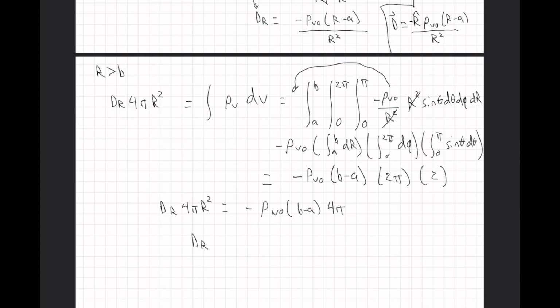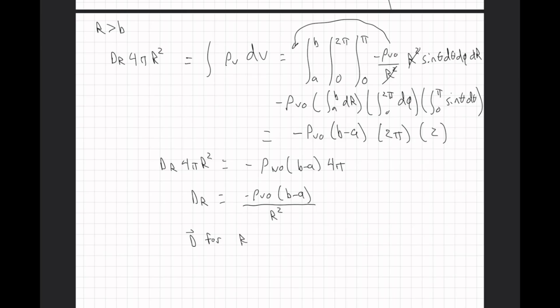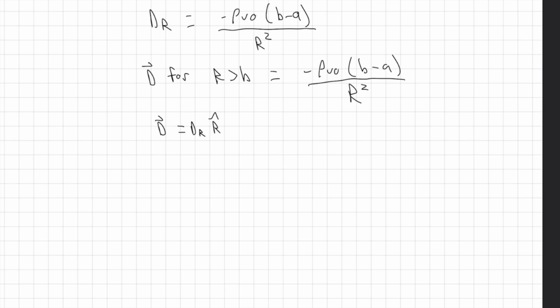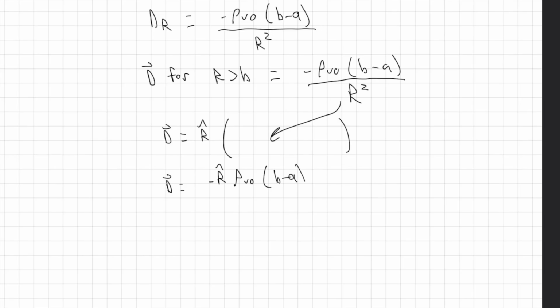If we isolate for Dr, it's equal to negative rho v naught multiplied by b minus a, and the 4 pi's are going to cancel, and we're going to be left with r squared on the bottom. So D for r greater than b is equal to negative rho v naught times b minus a over r squared. Made a little mistake here in the video, so I gave D, the vector, as only a magnitude, but we have a direction as well. So D is actually going to be equal to r hat multiplied by this thing here. So we get D is equal to negative r hat rho v naught times b minus a all over r squared. Remember, vectors have magnitude and direction. Sweet.